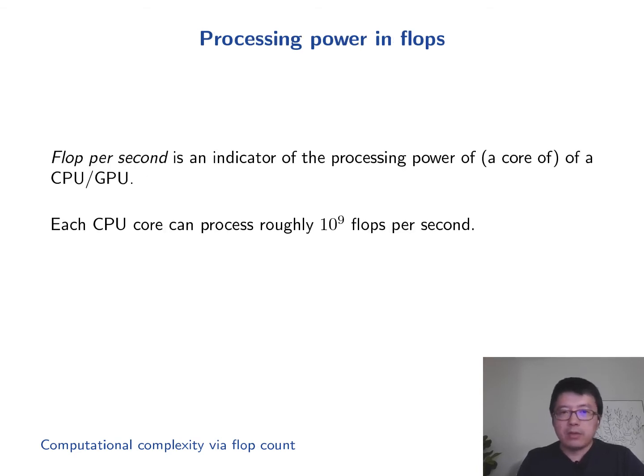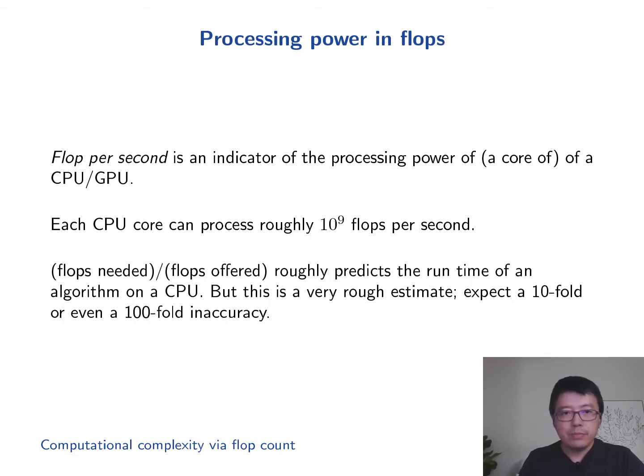Flops per second is a good indicator of the processing power of a CPU core or GPU core. Today, each CPU core can process roughly anywhere from half to several, like 6 or 7, gigaflops per second. That's a lot of numbers. So flops needed divided by the flops offered by the CPU core roughly predicts the runtime of an algorithm on the CPU core. But this analysis is a very rough estimate because of many issues like caching, like how memory communicates with the CPU, etc. So please expect a 10 or even 100 times inaccuracy.